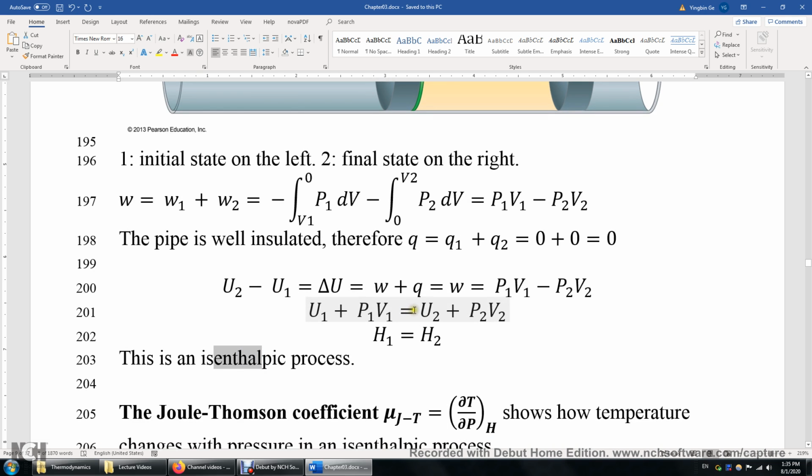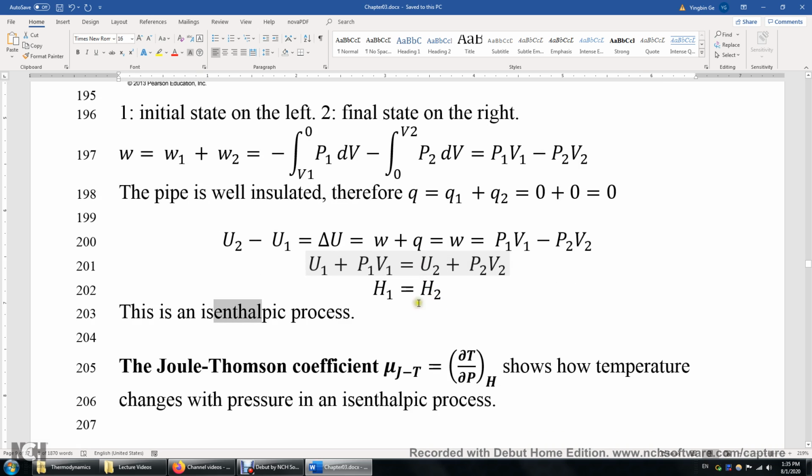In this process, both the pressure and temperature change. We define the Joule-Thomson coefficient, mu sub JT, to be delta T over delta P, and this is an isenthalpic process. Enthalpy is constant. So it tells us how temperature changes with pressure. If this coefficient is positive and we allow the pressure to drop significantly, then the temperature of the gas will drop significantly. So we use this phenomenon to liquefy a gas, such as nitrogen gas.